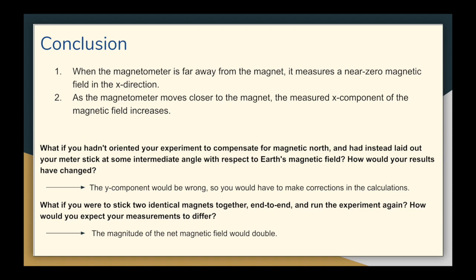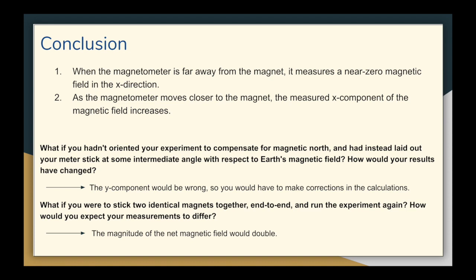To wrap up, I looked at 2 questions, the first being, what if you hadn't oriented your experiment to compensate for magnetic north and instead laid out your meter stick at some intermediate angle with respect to Earth's magnetic field? How would your results have changed? The answer is that the y component would be wrong, so I would have to make corrections in my calculations.